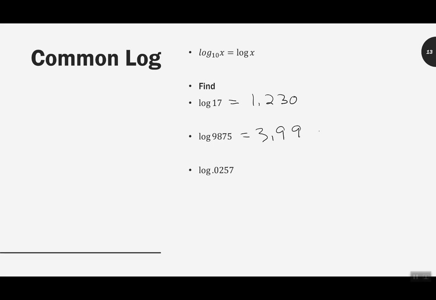3.99. I said 3 decimal places. So on my calculator, I see 4, 5. This third number, I have to look at the 5. It's 5 or bigger, so this means I'm going to make it 3.995. Then I have this small one. I have the log of 0.0257. It says negative 1.590.